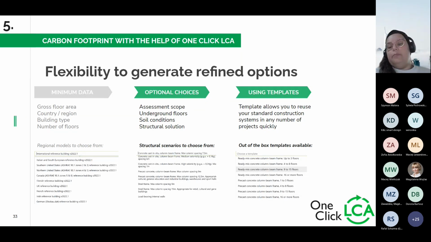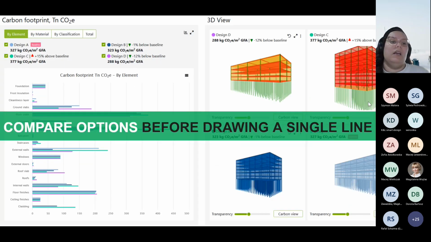So you can have multiple templates for multiple types of buildings, or as you wish. These templates are previously made choices of the materials in our database that will be applied to your building when you are conducting an early design assessment. So with this, you are able to compare different options before you draw a single line.